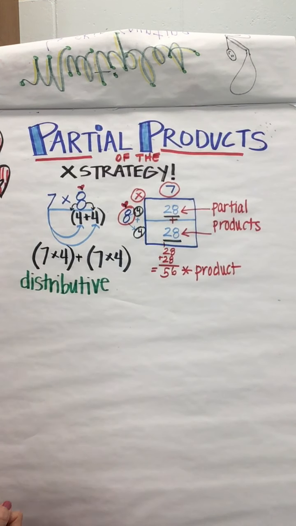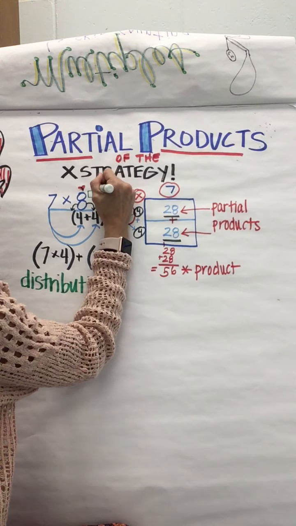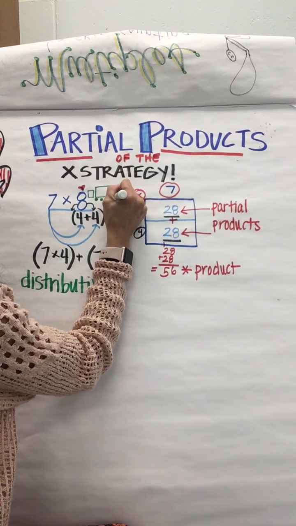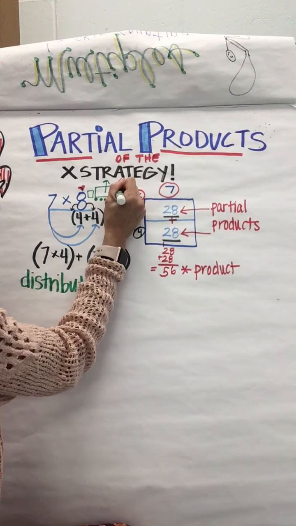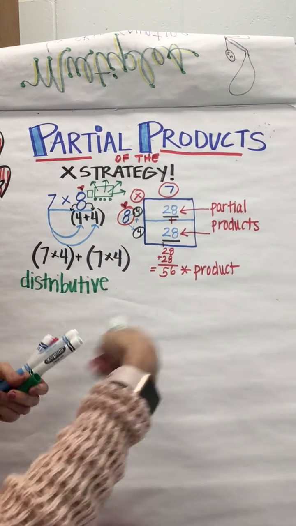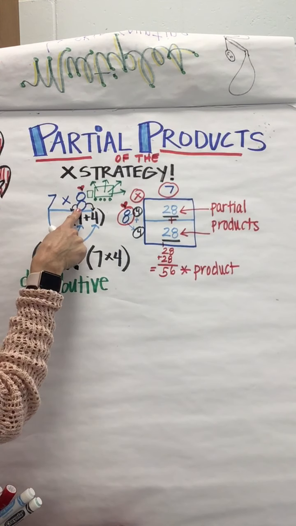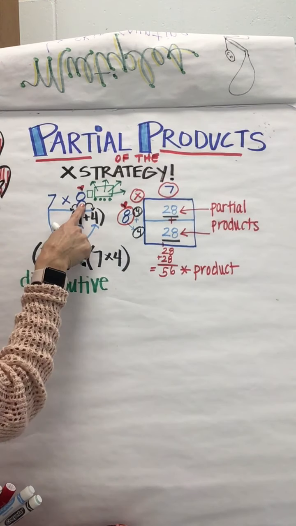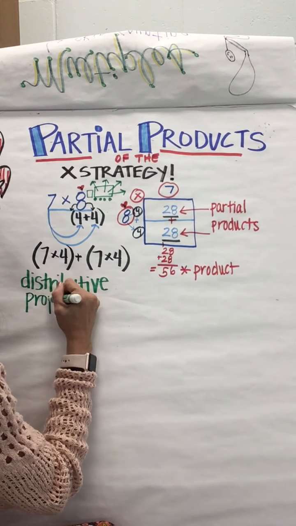And so really what you're doing is you are distributing. I always think of the word distribute. I think of the Amazon Prime truck. They have all the packages in the truck, and then they have to distribute them or hand them out to the houses, right? So distribute means to hand out. And so what we did in this math strategy is we took the 8 and we handed it out. We handed some out here and we handed some out here.